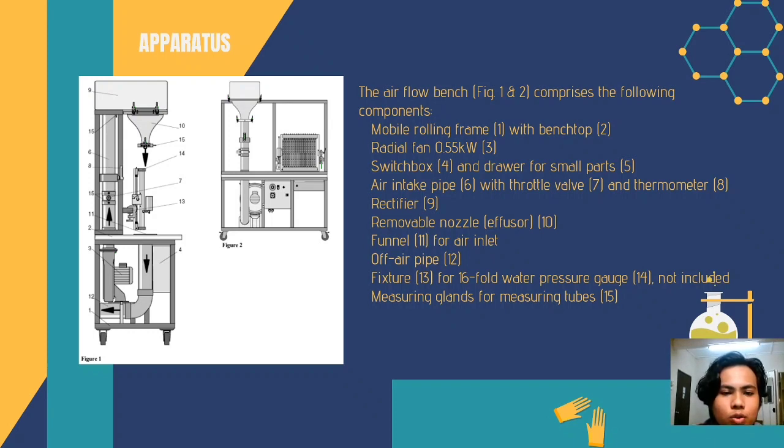The apparatus as shown in the slide consists of the following components: a mobile frame with bench top, a radial fan with a power capacity of 0.55 kW, a switchboard and drawer for small parts, an air intake pipe complete with throttle valve, a thermometer, a rectifier, a removable nozzle or effuser, a funnel for an air inlet, an off-air pipe, a fixture for a full water pressure gauge, and last is the measuring gland for measuring tubes.